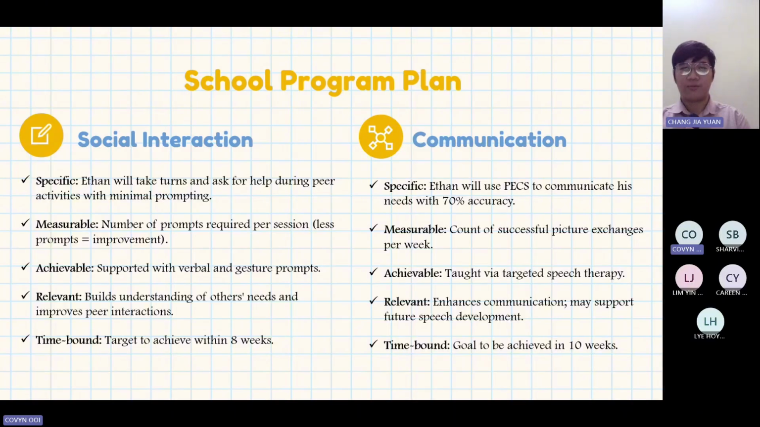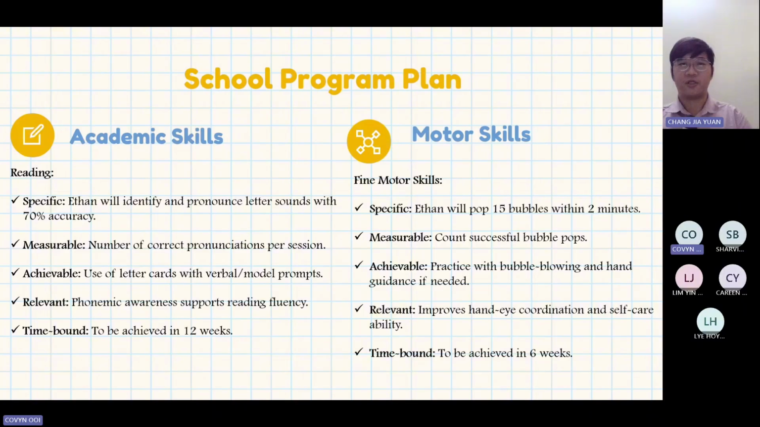Next, to enhance his communication skills, he will use the picture exchange communication system, PECS, with 70% accuracy. The accuracy will be measured by how many correct picture exchanges he did over the week. We will help him with speech therapy sessions, and over 10 weeks, this can hopefully let Ethan communicate more effectively, as well as support his future speech development.